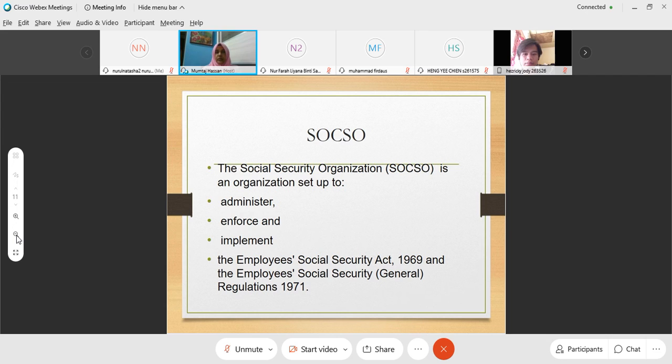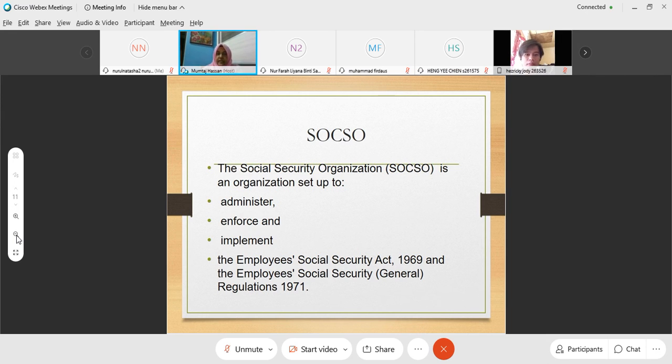Okay, we got SOCSO. SOCSO is in English. In Bahasa it is Perkeso. Maybe if you have parents who are injured, you know that you have to go to Perkeso to get any benefits. So it's the Social Security Organization. We will learn about the organization.